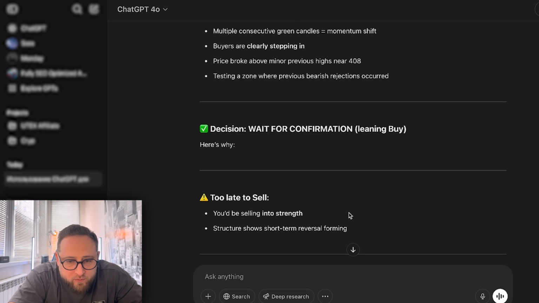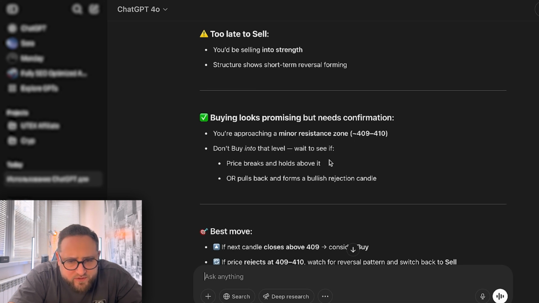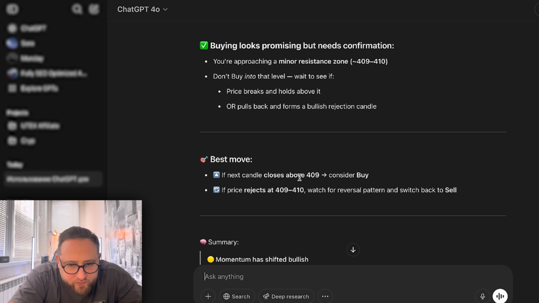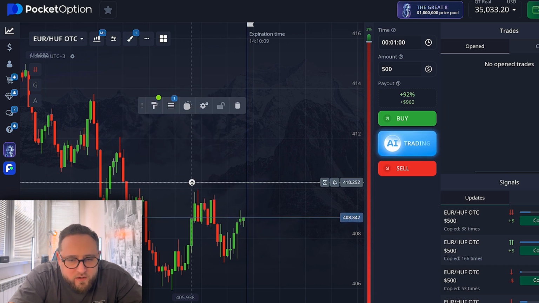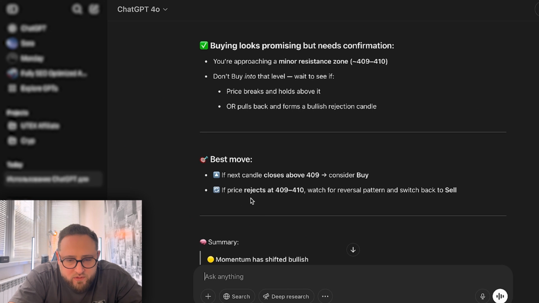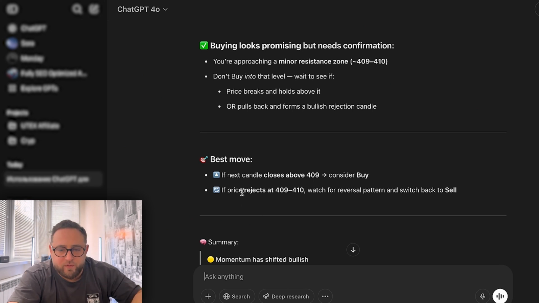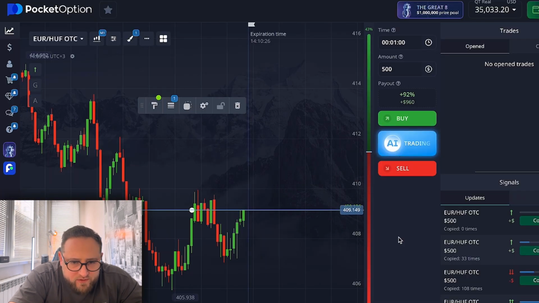Okay. Leaning buy. Too late to sell. I agree here. You are probably in a resistance zone. Okay, resistance zone from this level. So the best move: if the next candle closes above 409. Okay, 409. Wait for confirmation. If price breaks above 409, then go for it and buy. If price rejects, then sell.